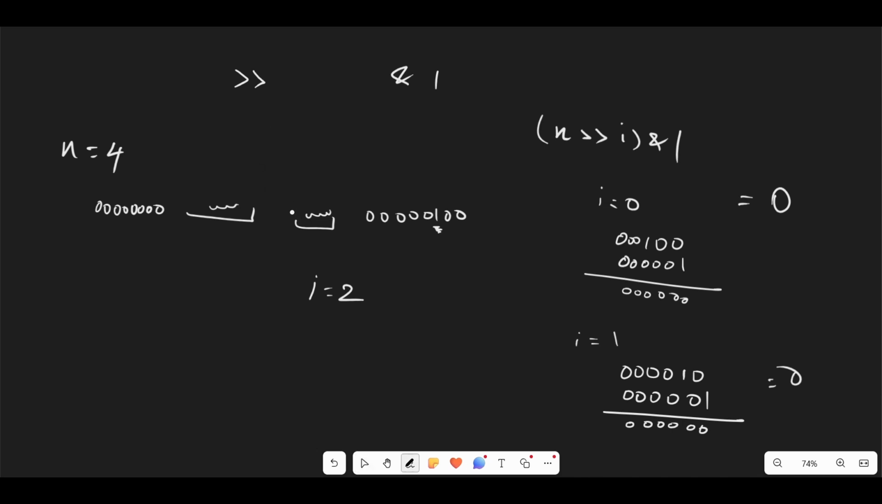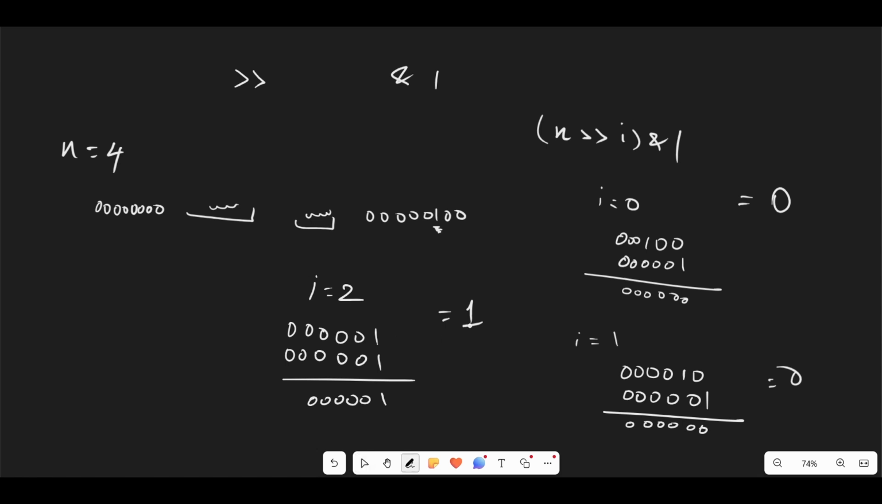Now when i is equal to 2, we shift by 2, which converts 1, 0, 0 to 0, 0, 1. When we AND it with 1, the answer is 1. So the third bit from the right is 1, so the bit at index 2 is 1.